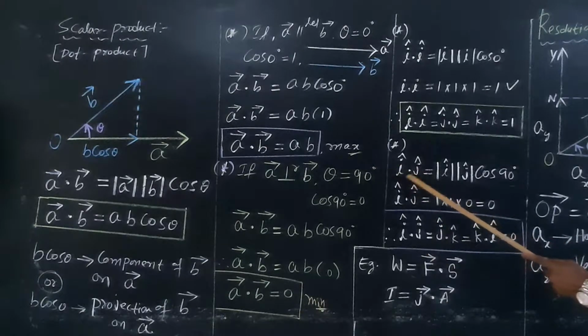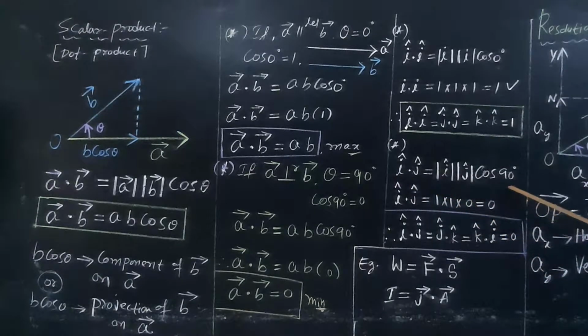i dot j, what is the angle between them? i is along the x-axis, j is along the y-axis. The angle between i cap and j cap is 90 degree. Magnitude of i into magnitude of j into cos of 90 degree. What do you mean by unit vector? Whose magnitude is unity. Modulus of i is 1, modulus of j is also 1, and cos of 90 degree is 0. 0 into anything is 0. Therefore, can I conclude that i dot j is equal to 0, j dot k is equal to 0, and k dot i is equal to 0.